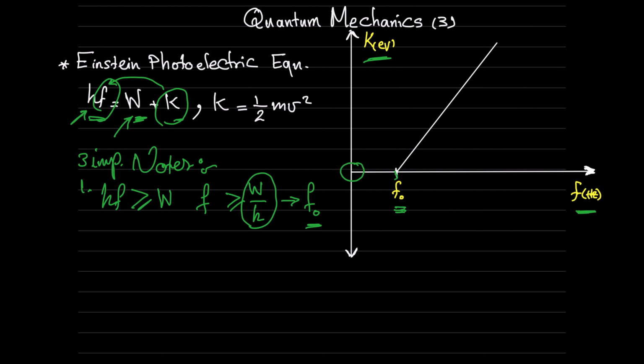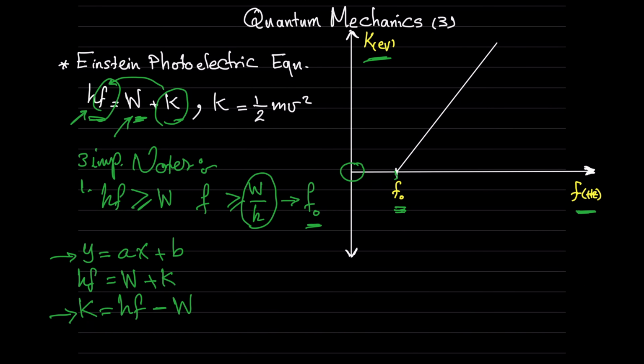Another point: by comparing Einstein's photoelectric equation to the straight line equation, or the first order linear equation, which states that y equals ax plus b, where a is the slope and b is the intercept, and comparing this to Einstein's photoelectric equation, hf equals W plus K, or in other words, K equals hf minus W.